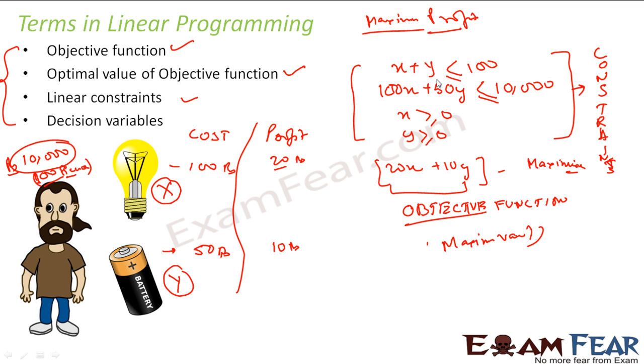That is, X plus Y less than or equal to 100, 100x plus 50y less than or equal to 10,000, X greater than or equal to 0, Y greater than or equal to 0. These are all constraints, and the decision variables are X and Y, because these variables decide my profit and my investment. So these are the terms we use. The objective function is the function whose value you want to maximize or minimize. The optimal value of the objective function is the maximum or minimum value you are looking for. Then we have the linear constraints, and the decision variables are X and Y.